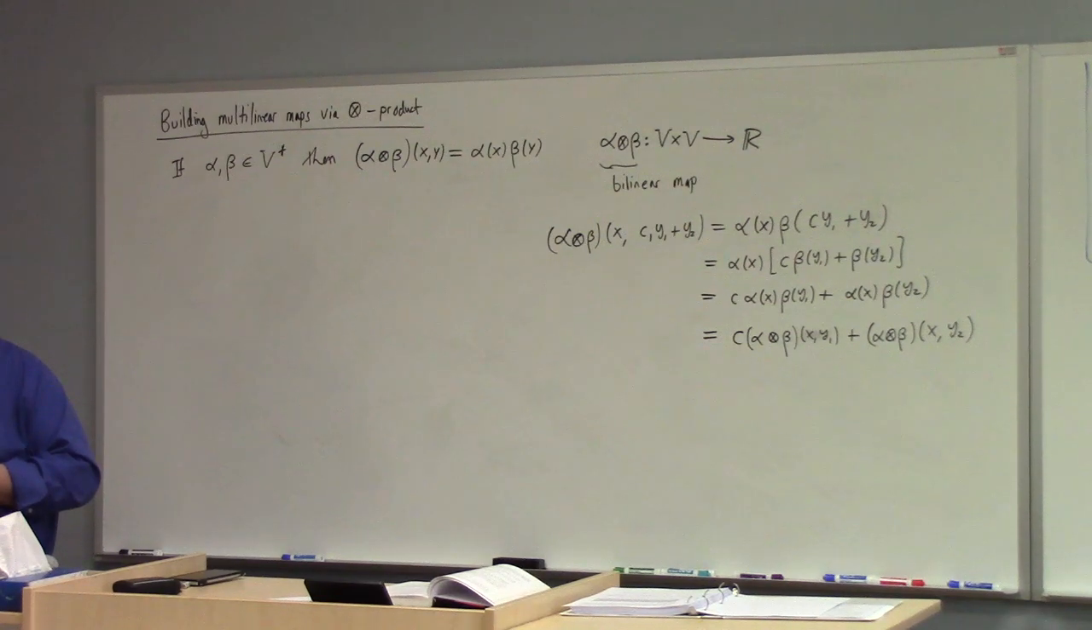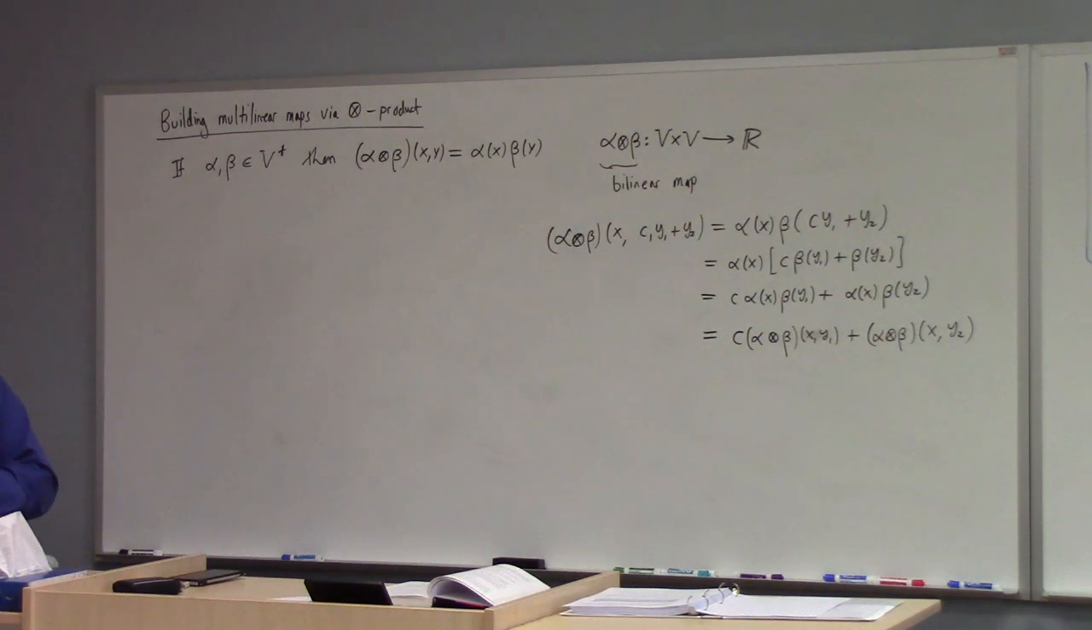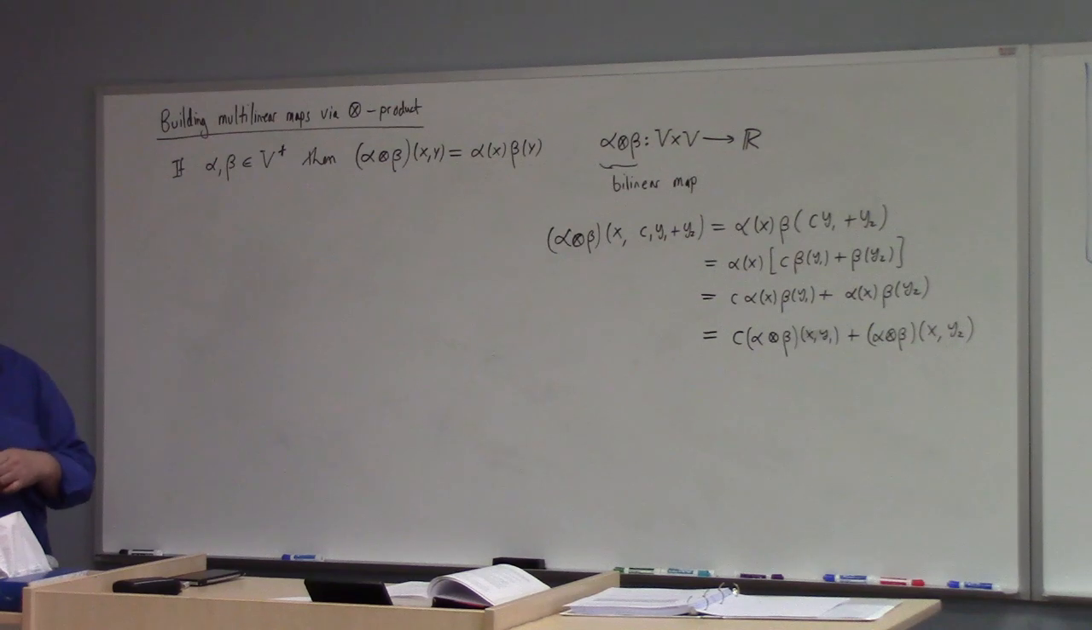So this gives us a way of taking dual vectors and building from them bilinear maps. Is every bilinear map simply the tensor product of two dual vectors? What do you think? I saw immediate head shaking. No, it can't be. Why do you think not? Is it the structure of my question, just a good guess, or some kind of feeling? Yeah, it just feels too easy.